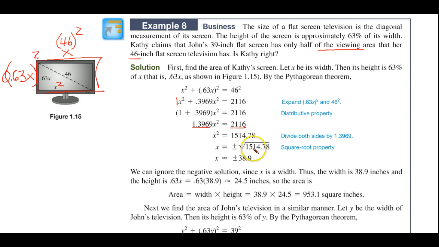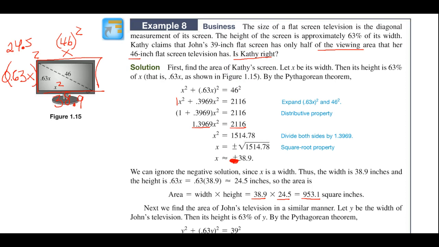And then again, of course, we're using our calculator. We're going to get this. So notice that there's a negative as part of our answer, but we just reject that because we're not interested in that value. So this side here is 38.9. So then we take 63% of this, and we get our width. And as they're showing, length times width gives us 953.1 square inches. And again, we're wondering, is Kathy right or not?